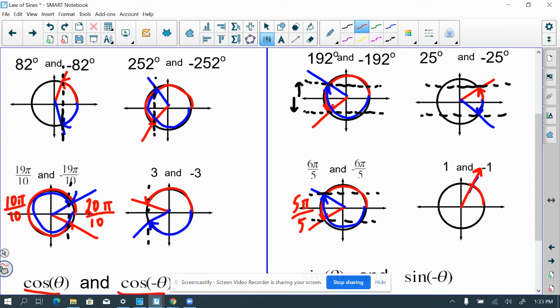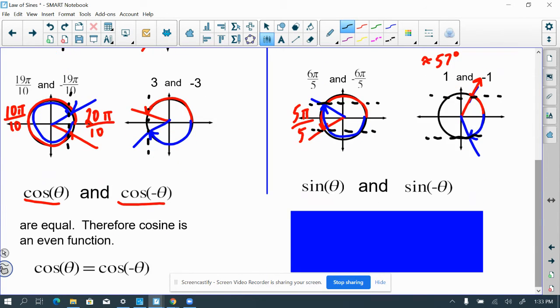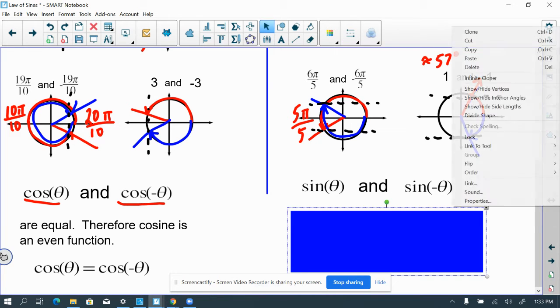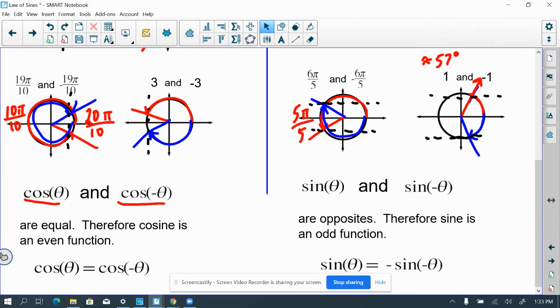In fact, 1 radian is about 57 degrees, about. And if I go down 1 radian, their sine values, the y's, I've got 1 positive and 1 negative. So what's the truth about sine? They're not equal to each other. I haven't had one situation where they're even close to being equal to each other, but they are opposites.